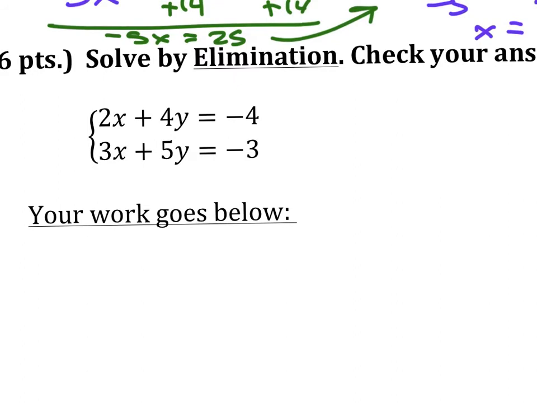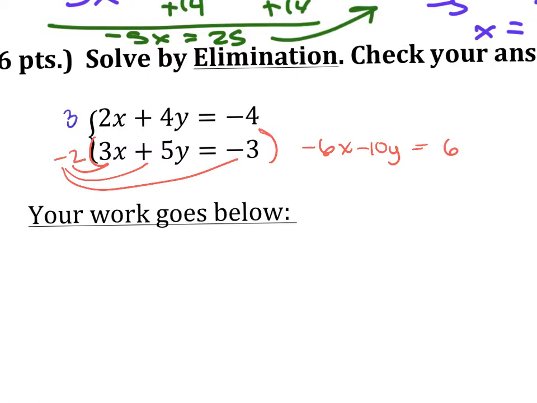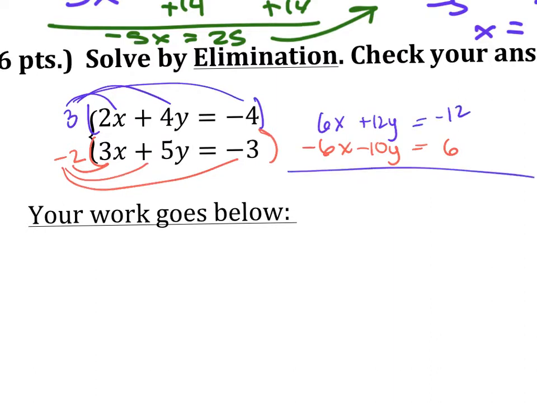In order to get those two equations to cancel one of the variables, you choose whether you want to cancel x or y. If you were to cancel x, you might say, let me multiply this bottom by negative 2 so that it becomes negative 6x minus 10y is equal to 6. And I would probably multiply the top one by 3 so that I can get the x to be positive: 6x plus 12y is equal to negative 12.